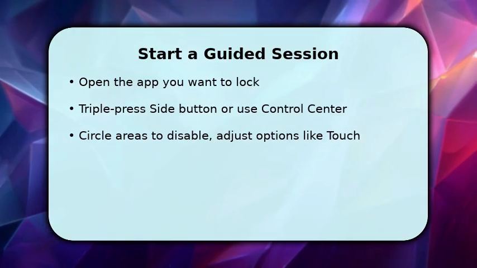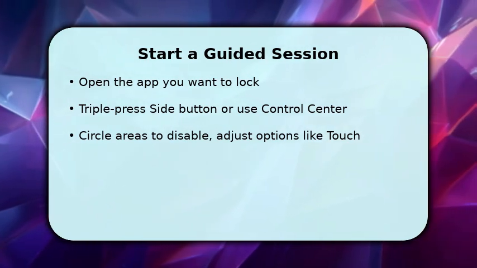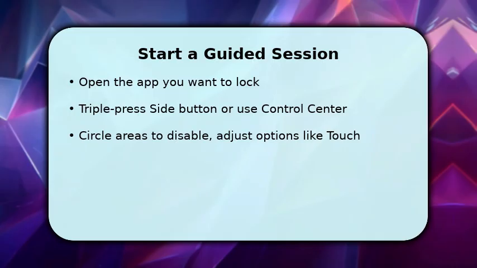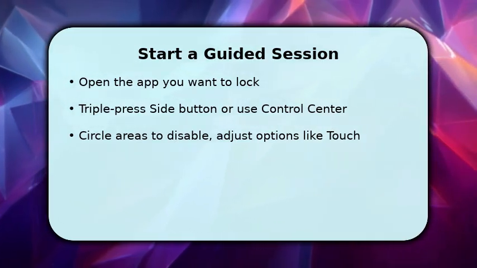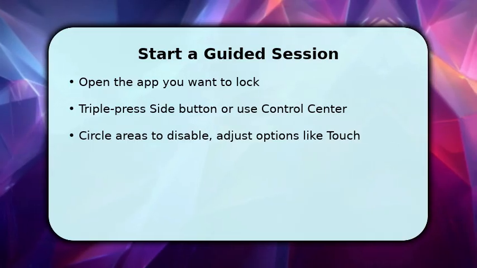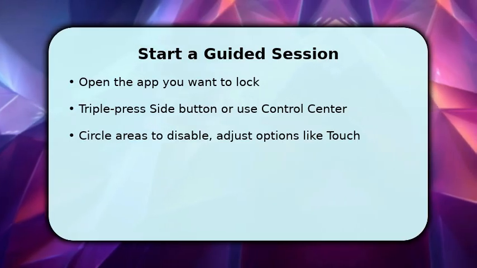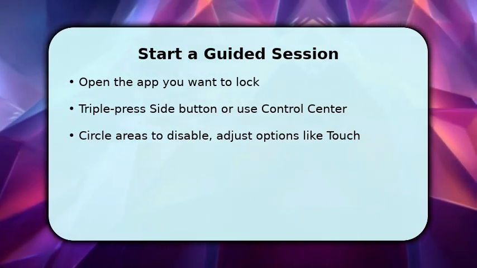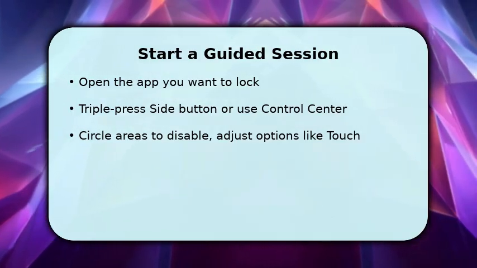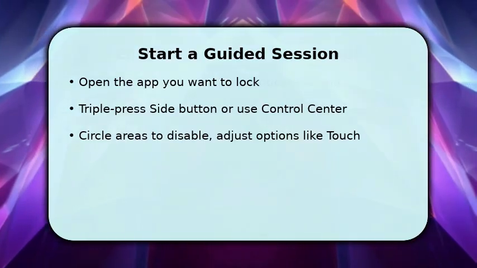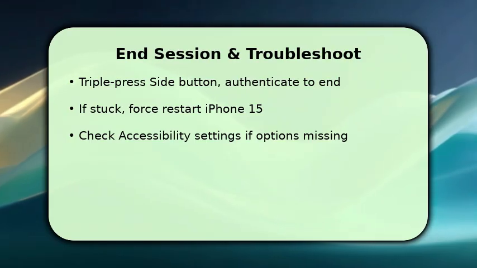You begin a session by opening the app you want to lock and then triple pressing the side button or tapping Guided Access in Control Center. This triggers setup. Draw on the screen to outline areas you want to disable and use the Options button to toggle touch, motion, keyboards, or time limit. Once configured, tap Start. The phone is now confined to that app so accidental navigation or taps won't interrupt the experience. To finish, triple press the side button, authenticate with Face ID or your passcode, then tap End.